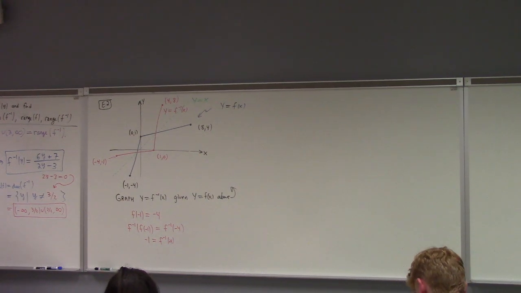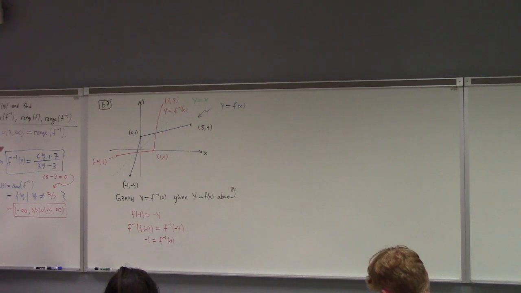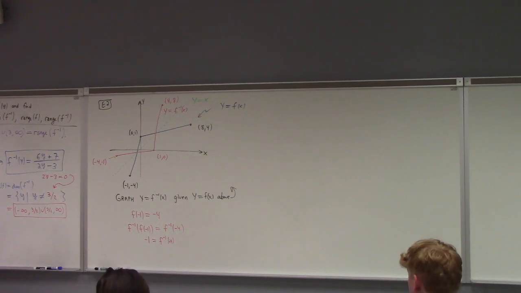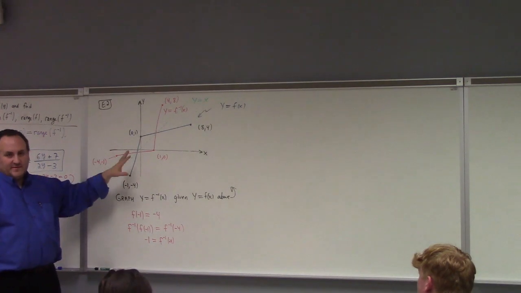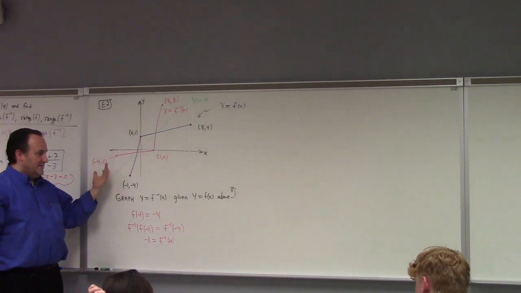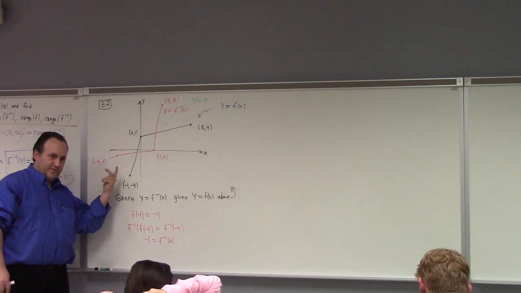It's almost like, don't get this problem wrong on the next test. This is not a hard problem at all. All you do is pick the points and you flip them and graph them. That's all you've got to do. You just take the points you're given and turn them over.